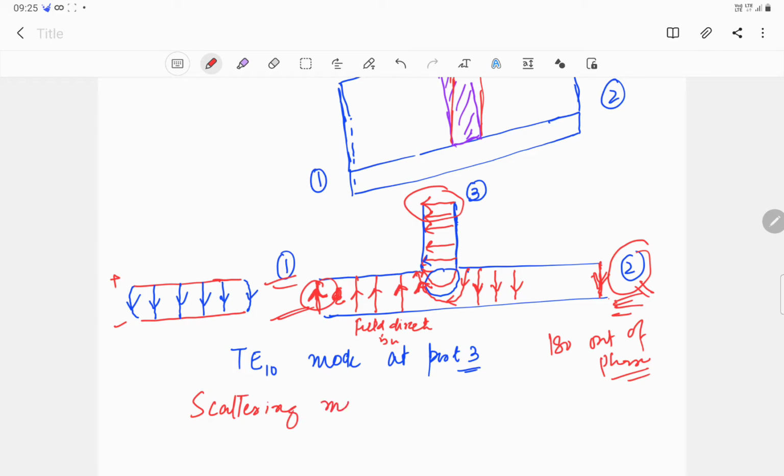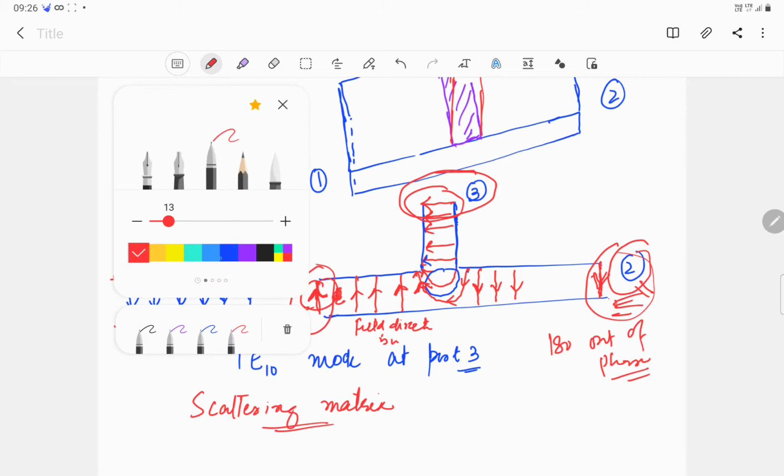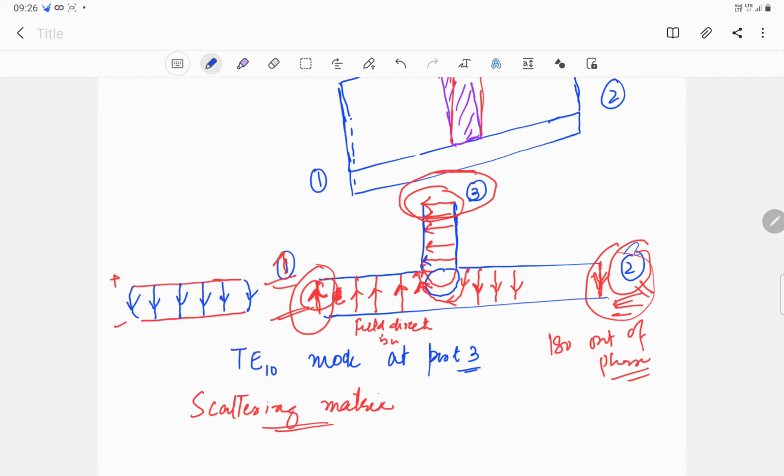We need to find the scattering matrix. From the scattering matrix, we'll be able to understand a few things. For example, if we feed a signal at port 3, it will be equally divided between ports 1 and 2. That is, half of the power will come out at port 1 and half at port 2. But the only difference in comparison to an H-plane T is that the signals coming out of ports 1 and 2 would be 180 degrees out of phase.